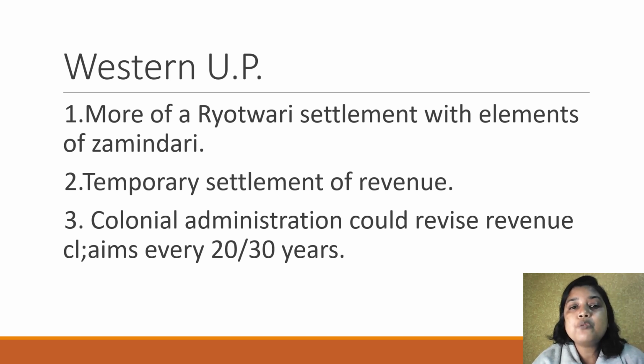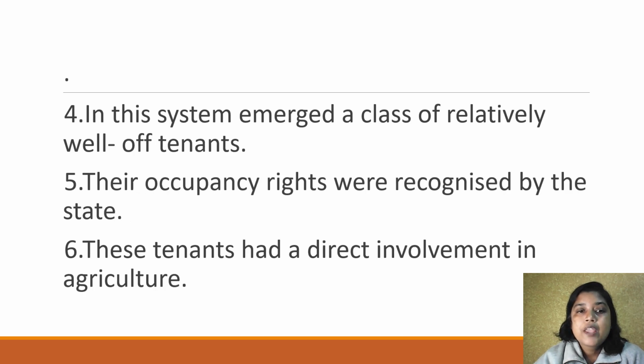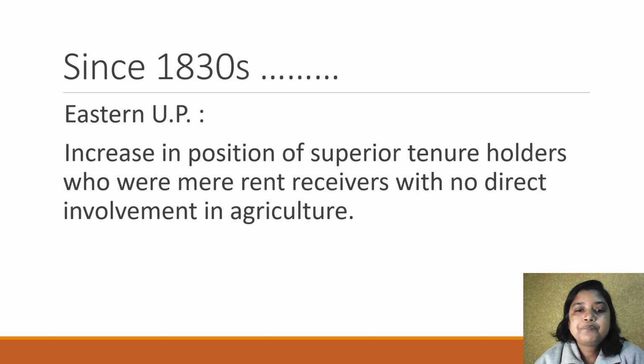In Western UP, there was more of a kind of a Ryotwari settlement instead of a permanent zamindari settlement, where the settlement of revenue was temporary, and the colonial administration could revise the revenue claims every 20 to 30 years. In this system, a class of relatively well-off tenants emerged, whose occupancy rights were recognized by the state, and these tenants had a direct involvement in agriculture.